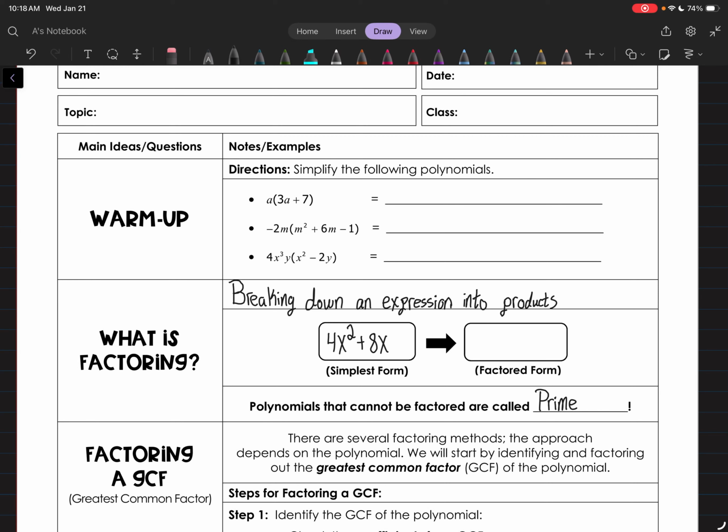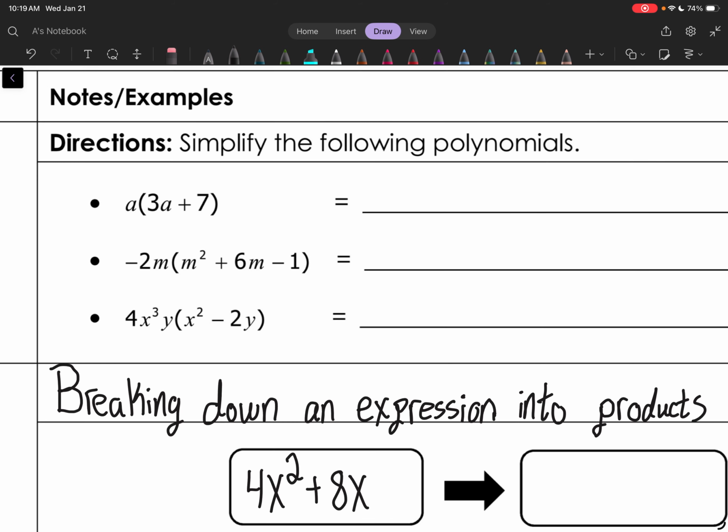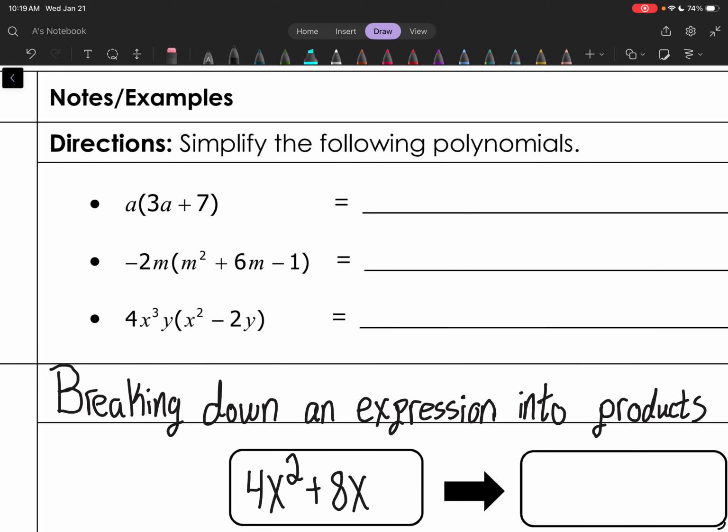Good day. Today we're going to be looking at factoring a GCF. Now, as a warm-up, we're going to do the opposite of factoring. We're going to distribute variables and coefficients. So let's look at number 1. I have a times, in parentheses, 3a plus 7. I'm going to distribute my a to every term in the parentheses.